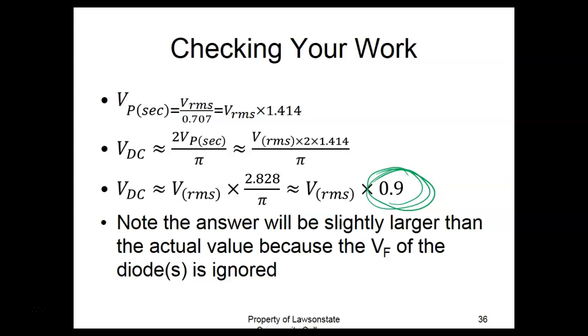So I think this is in the formula sheet too. But your answer will be slightly higher than what you're actually going to come up with because this ignores the drop of the diode. So yeah, this is pretty cool. So volts DC is approximately 0.9 times VRMS. So let's see how that works out. We had 6.3 volts. And then we take 6.3 volts and multiply that by 0.9 for volts DC. What do y'all come up with? A while ago we got 5.4. What do we get here?